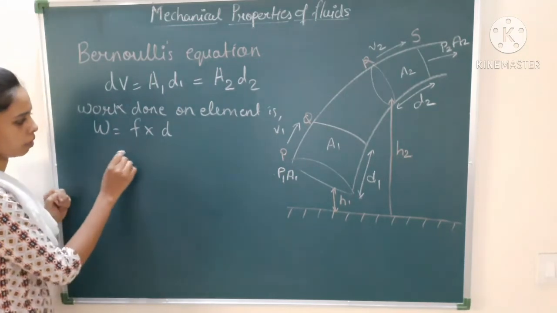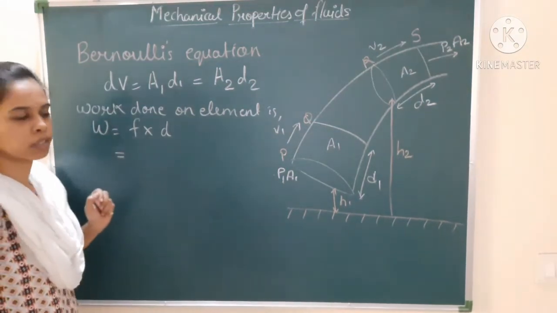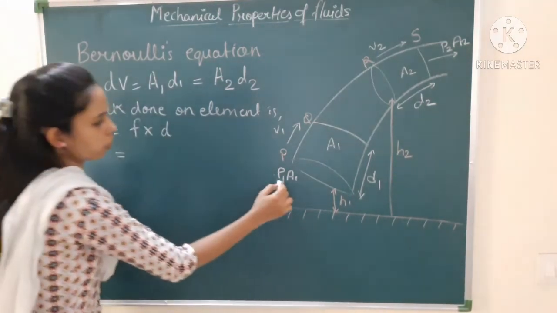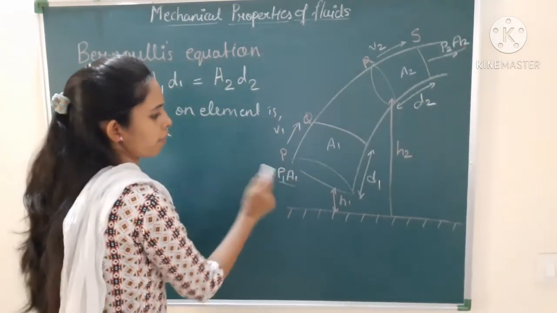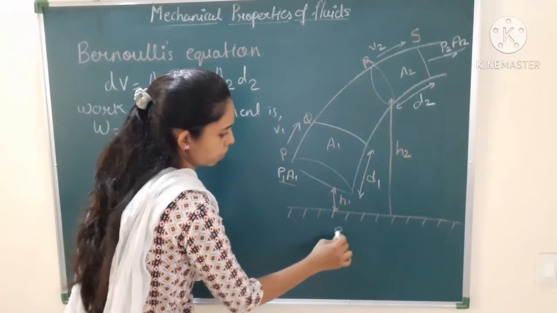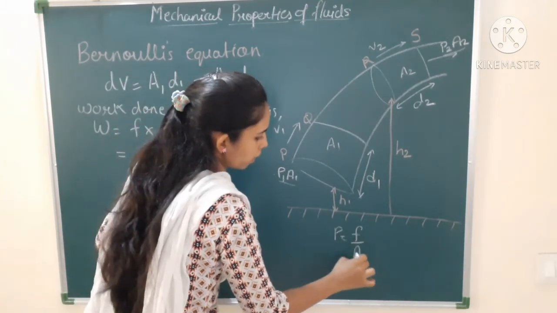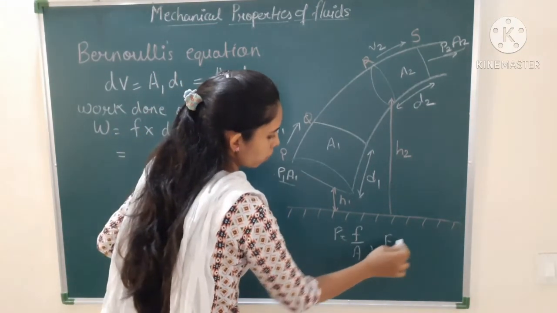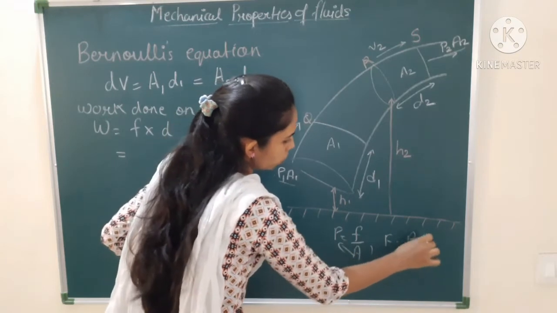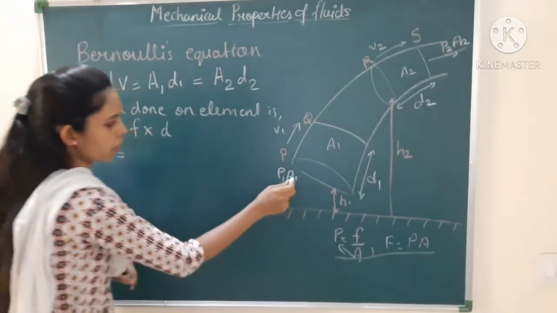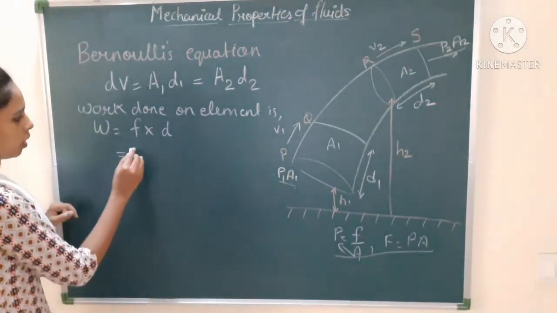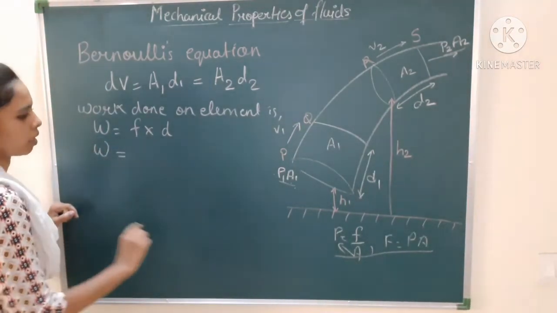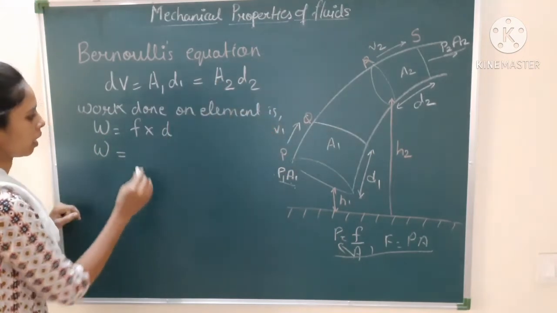So force into displacement is nothing but what? Force is nothing but what? Since we know that the pressure is equal to force upon area, therefore force is equal to pressure into area. So this is the thing we have used in this part. So what will be the first area? Therefore work done is nothing but the first area minus the second area.